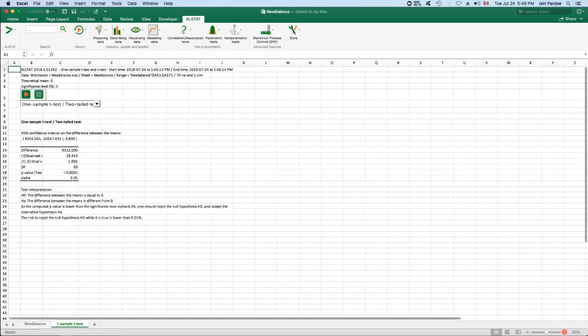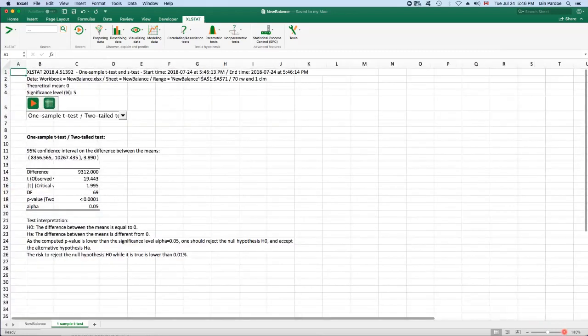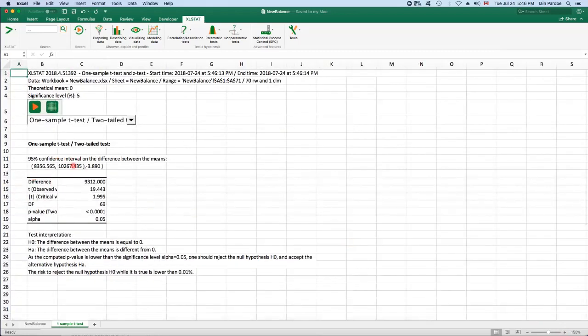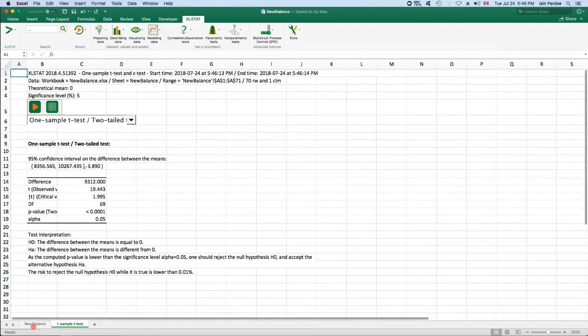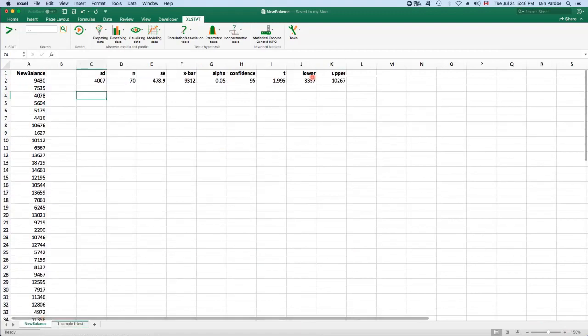And then in the output, ignore everything down here. The only stuff we're interested in is right here. The confidence interval is 8,357 rounded to the nearest whole number up to 10,267. And that matches with what we got when we did it the long way.